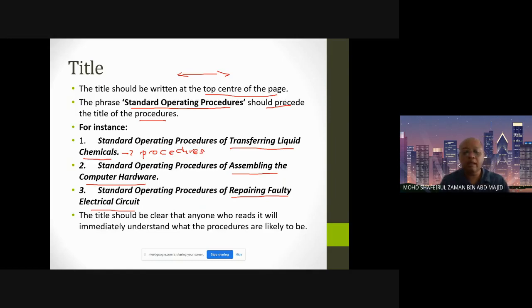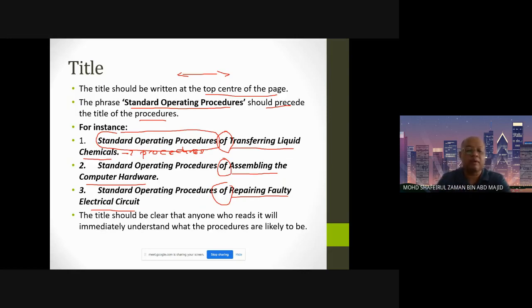Okay, here are the procedures. Right. Okay, and then do not forget to include the phrase standard operating procedures before the name of the procedures itself for the title. Okay, and the linking word that you are supposed to use for each of the titles is "of". If you notice, the linking word is "of". So: standard operating procedures of transferring liquid chemicals.